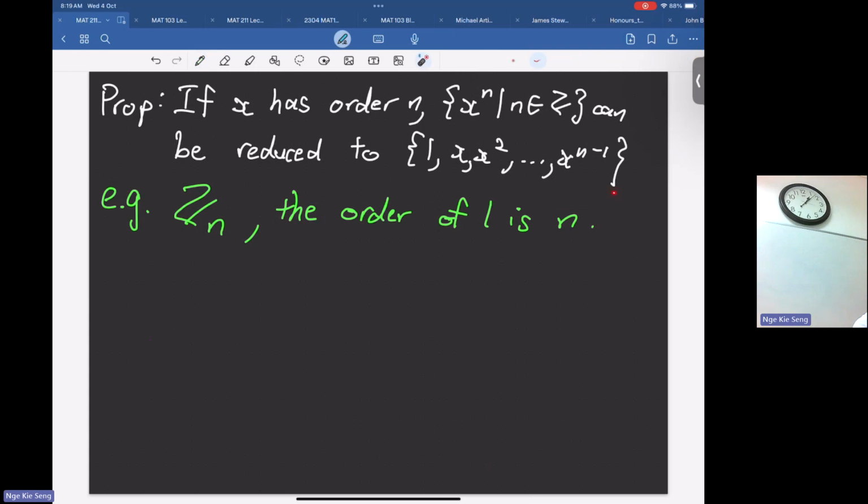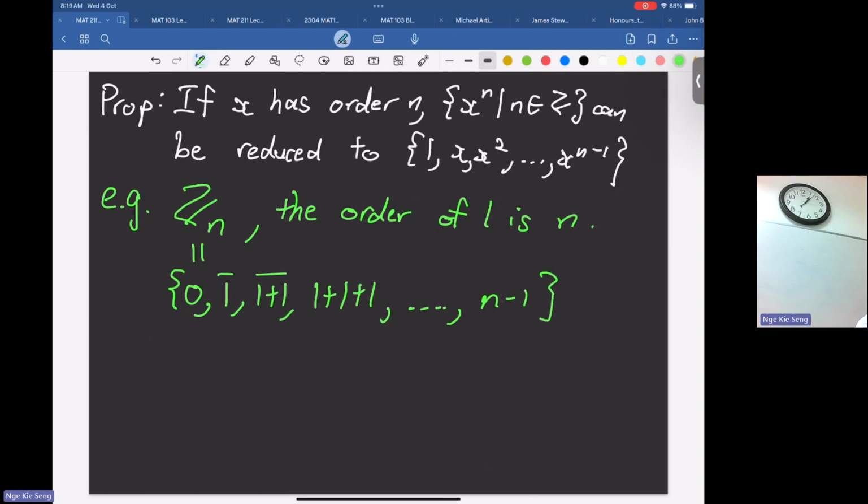So this says that there's a subgroup generated by this element. In fact, this is the whole group we have in Zn: 0, in this case our identity, and then 1, and then 1 plus 1, and 1 plus 1 plus 1, and so on until you get n minus 1. So these are our equivalence classes. Please don't confuse this one.